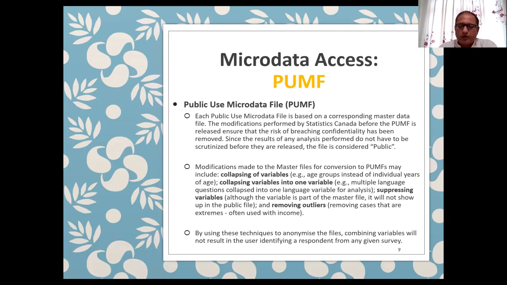by suppressing variables altogether, where they think that by disclosing a certain variable, such as income, for example, in a rural area, may disclose the identity of the household. So in that case, they would suppress the income variable for that particular neighborhood or the rural area, for example, in general. Or they may remove any outliers that they think would disclose the information about the individuals or households.